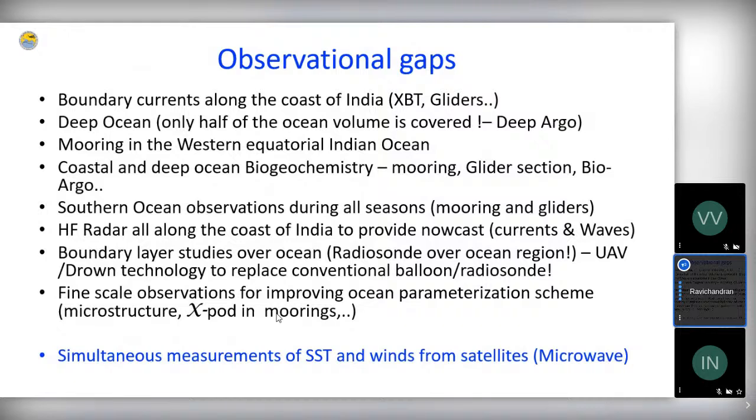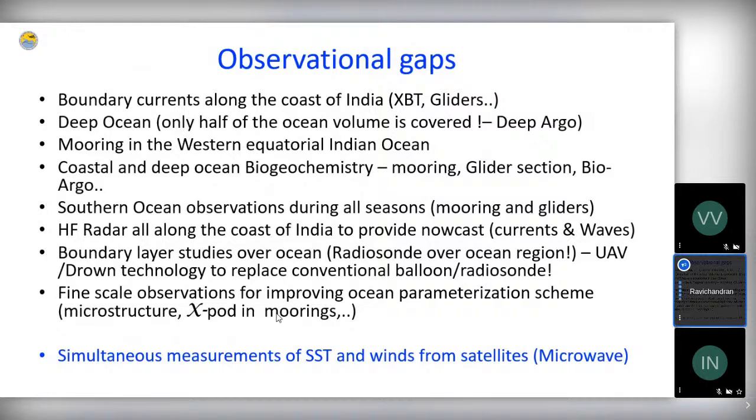Also, though the RAMA array as well as the Indian moorings, OMNI and other things are there, one of the important regions where we are still missing observations is the Western Equatorial Indian Ocean. The Western Equatorial Indian Ocean is very important in many aspects, in terms of the Equatorial Jet, the western pole of the Indian Ocean Dipole, or the MJO initiation region. All these are very important, but we have a large gap there, which we need to fill soon.